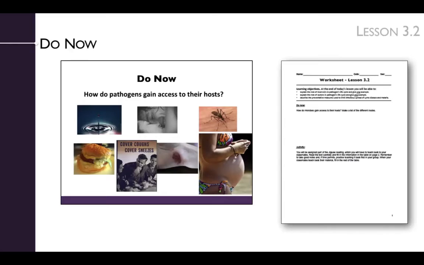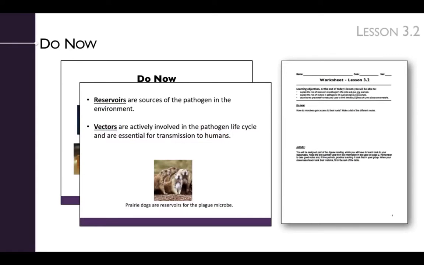This might include breathing contaminated air with water droplets from coughing and sneezing, exchange of bodily fluids, contact with broken or damaged skin, consuming contaminated water or food, contact with contaminated belongings, or transmission from mother to infant during pregnancy or delivery. Another way that a pathogen may gain access to a host is by traveling in a vector from a reservoir to a new host. It is important that students are familiar with these terms before proceeding to the jigsaw activity.